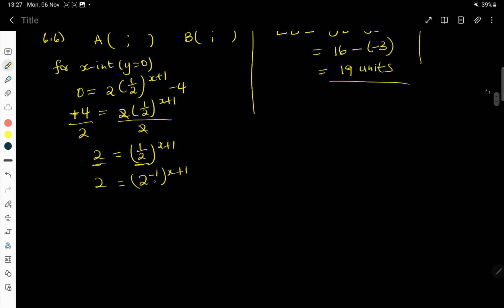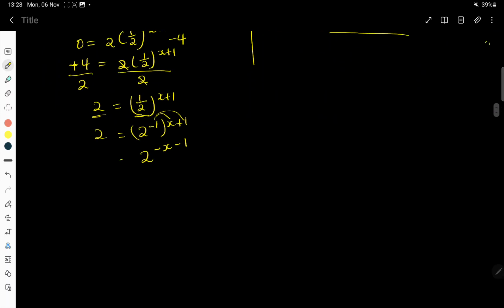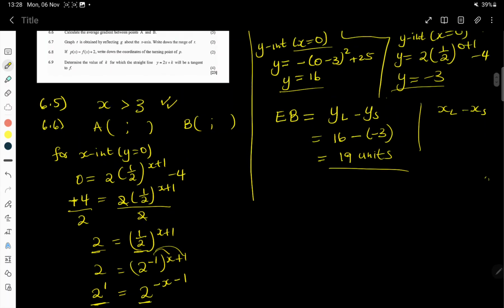Then you multiply the exponents. So it's going to be 2 exponent of negative (x+1) equals 2 exponent of 1. Then the bases are the same, you just equate the exponents. So it's going to be negative x minus 1 equals 1. Then I'm going to transpose the x, then x equals minus 1 minus 1, then x equals negative 2. So you got negative 2 comma 0 there.